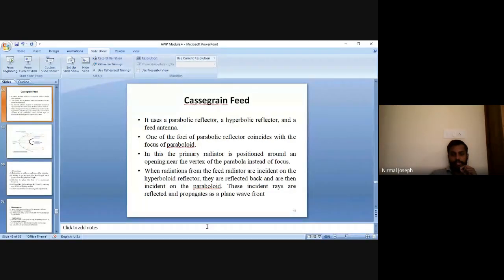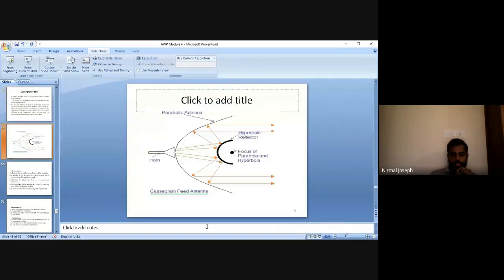When the radiations from the feed radiator are incident on the hyperboloid reflector, they are reflected back and then incident on the paraboloid. These incident rays are reflected and propagate as a plane wavefront. Okay, but I will explain. See here, the entire explanation is here.